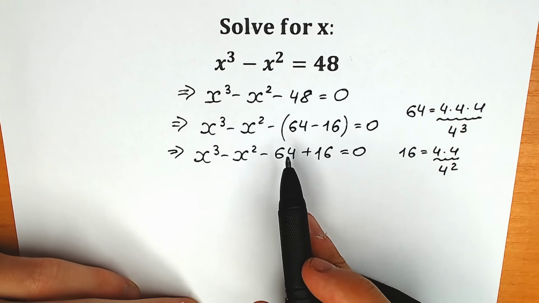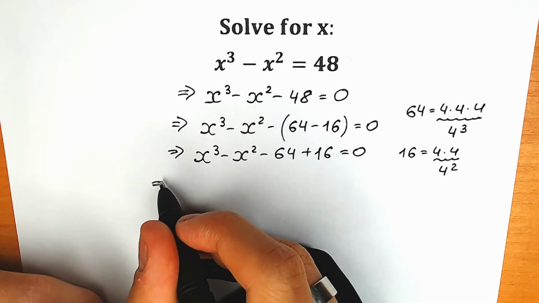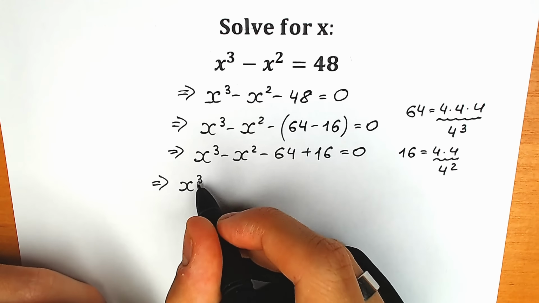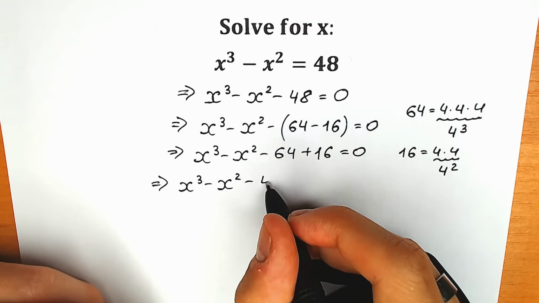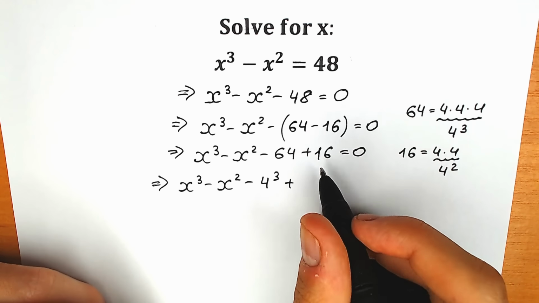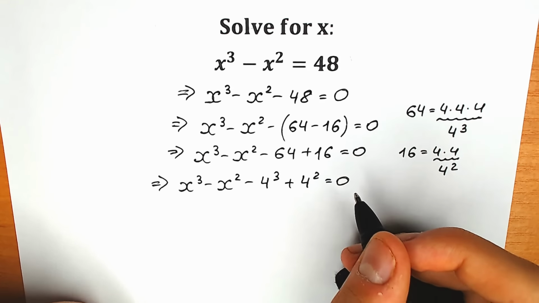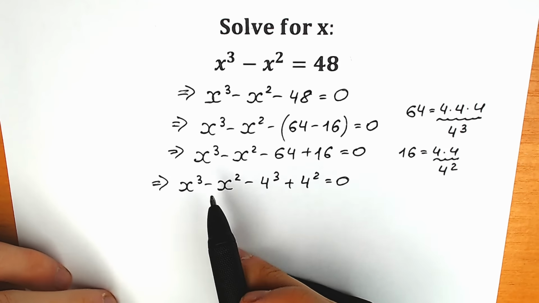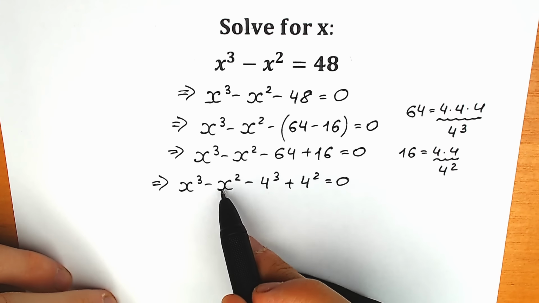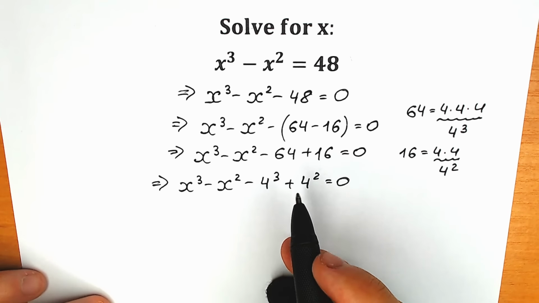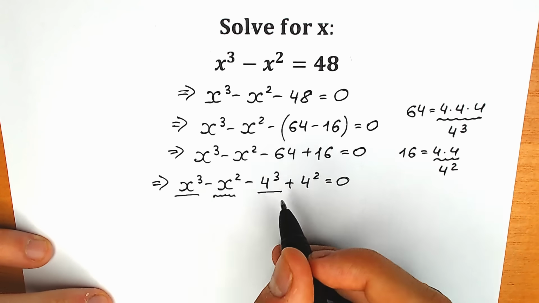So instead of this 64, let's write 4 cubed. Instead of this 16, let's write 4 squared. As a result, we have x cubed minus x squared minus 4 cubed plus 4 squared equal to 0. If you look closely, we have four expressions. Two of them are cubes, x cubed and 4 cubed, and we have two squares, x squared and 4 squared.